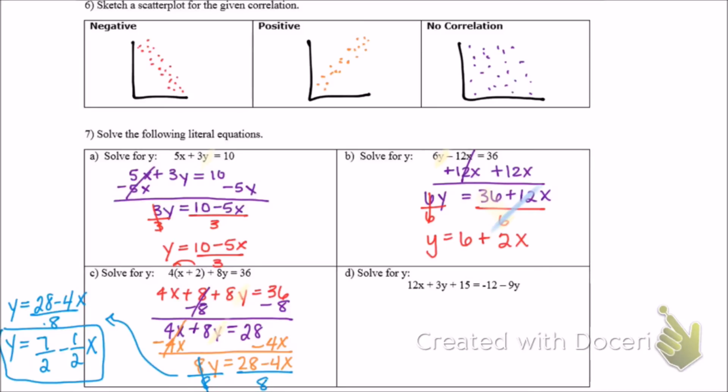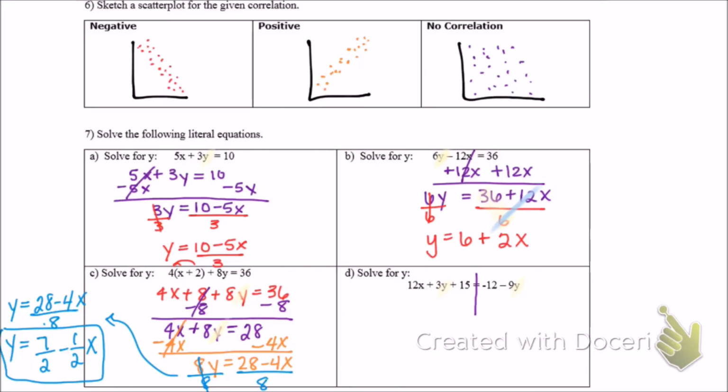Okay, on D we have 12x plus 3y plus 15 equals negative 12 minus 9y. And we're solving for y, and if I highlight my y values, you can see that there's 2 of them. So of course I'm going to want to put those together. I'm going to draw a line here because that's going to set up what I have to combine on the other side.